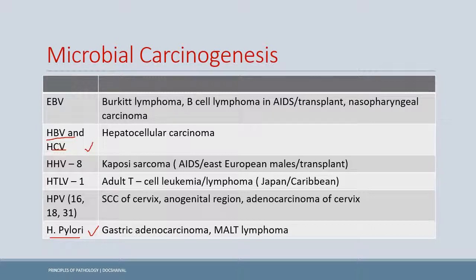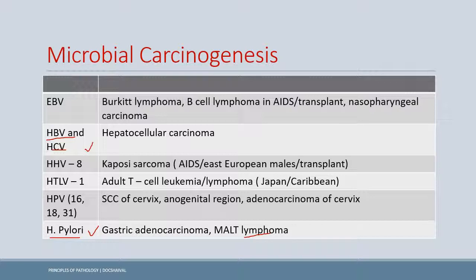Okay, so H. pylori is associated with gastric adenocarcinoma, and with MALT, which is mucosa associated lymphoid tissue, and that is because it has B cells, so it may lead to B cell lymphoma there. So we call it MALT lymphoma.